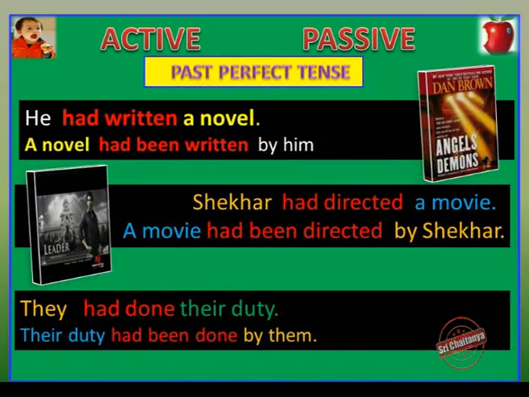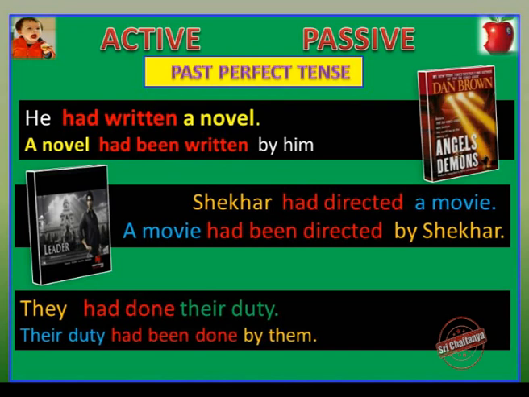Past perfect tense. He had written a novel. Passive voice: A novel had been written by him. 2. Shekhar had directed a movie. Passive voice: A movie had been directed by Shekhar. 3. They had done their duty. Passive voice: Their duty had been done by them.